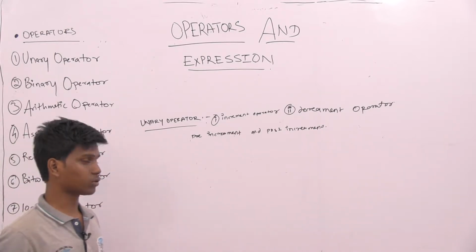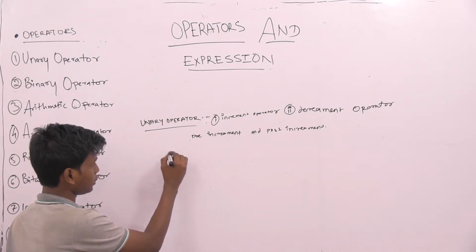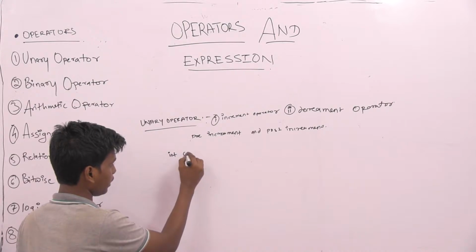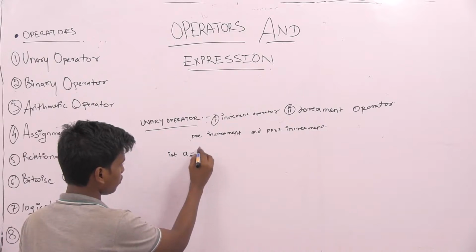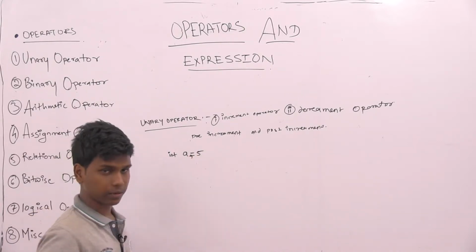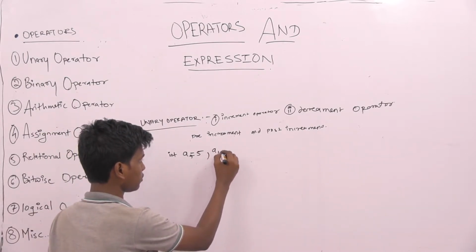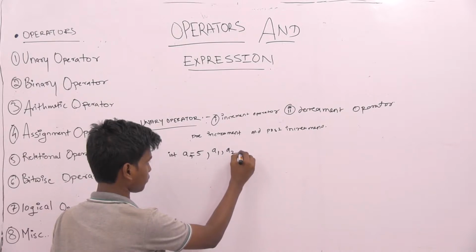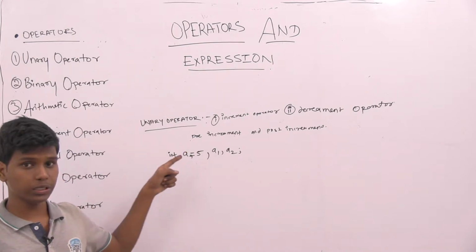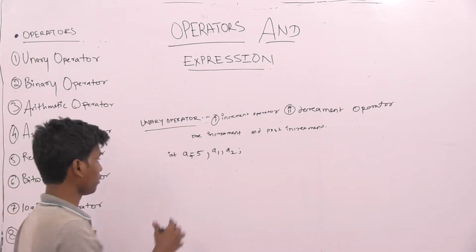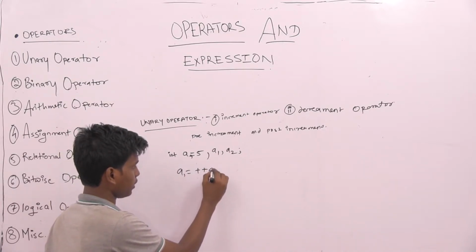Let's take an example. Let's take an integer variable a whose value is 5, and let's take another two variables, a1 and a2. Now if we use the pre-increment operator in this program, then for a1 we can use ++a.